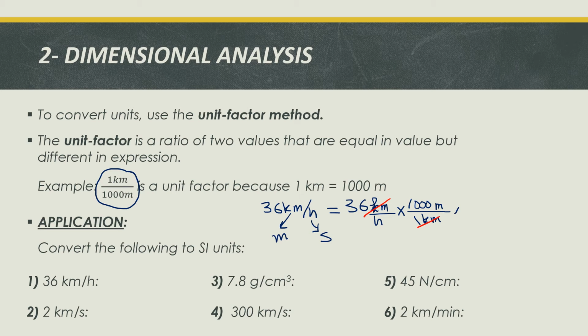The second unit factor is used for the hour conversion. Since the hour is found in the denominator, so I add 1 hour in the numerator. I need to convert hour to seconds, so in the denominator, I just fill 3600 seconds, which we know the conversion rate from hours to seconds. Again, hours would cancel out. Now, all that we are left with is just to calculate. 36 times 1000 over 3600 is simply 10 meters per second.